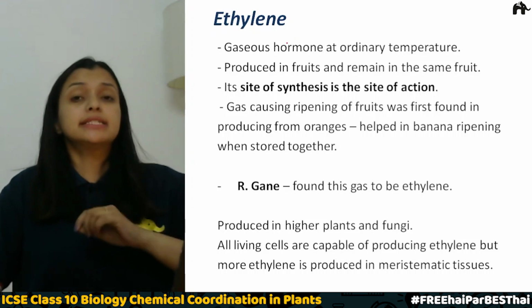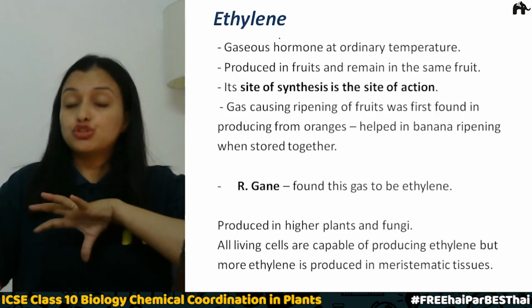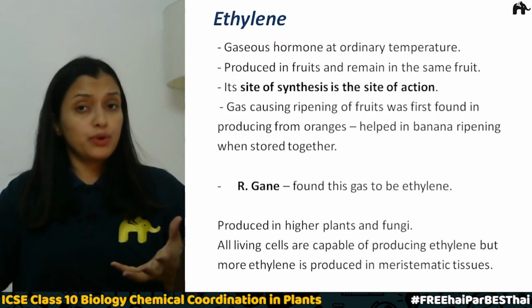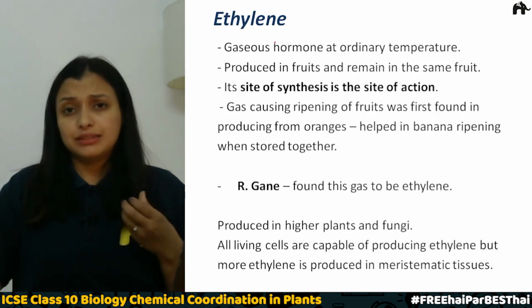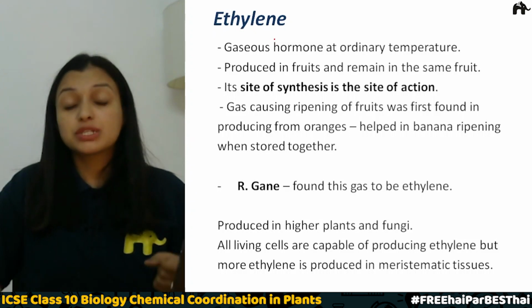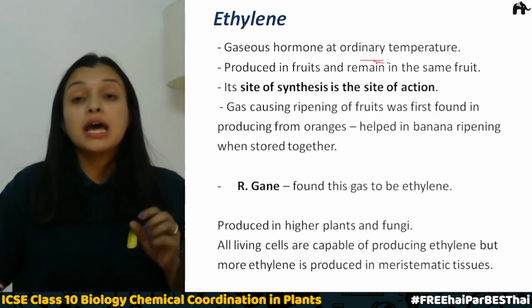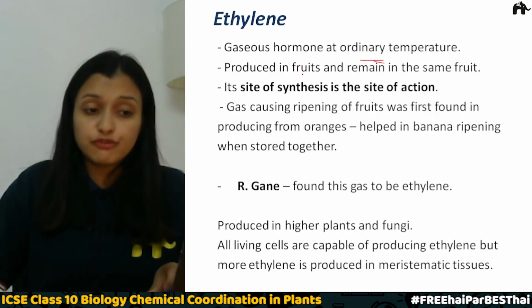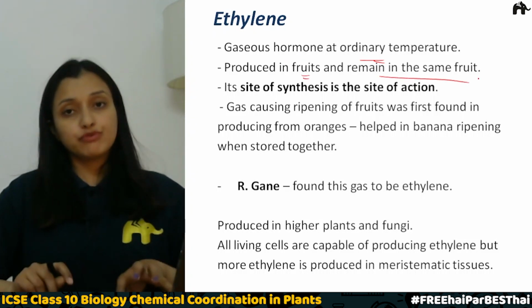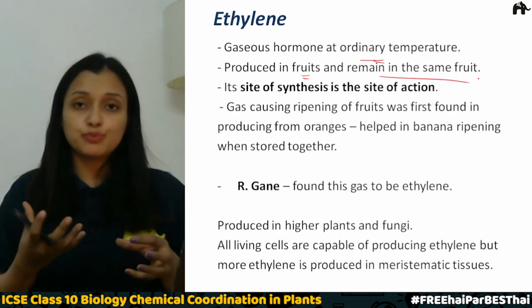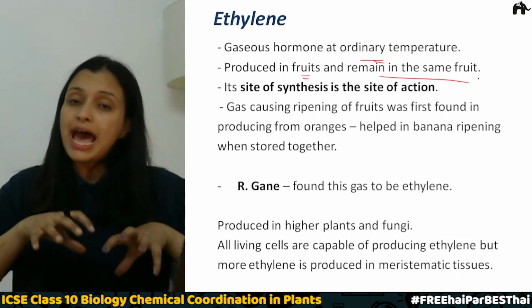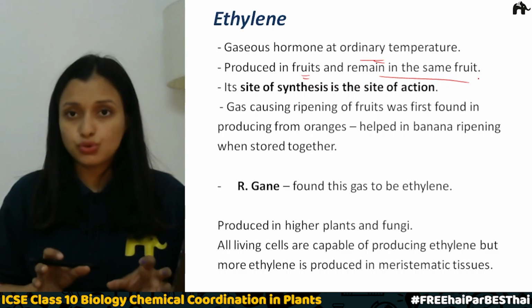So ethylene is a gaseous hormone. Out of all the 5 hormones that we are going to study for plants, that are the plant hormones or the phytohormones, only ethylene is gaseous at room temperature. Now it is produced in fruits and they remain in the same fruit. So basically this gas is produced in certain fruits and it remains in those fruits only, right?